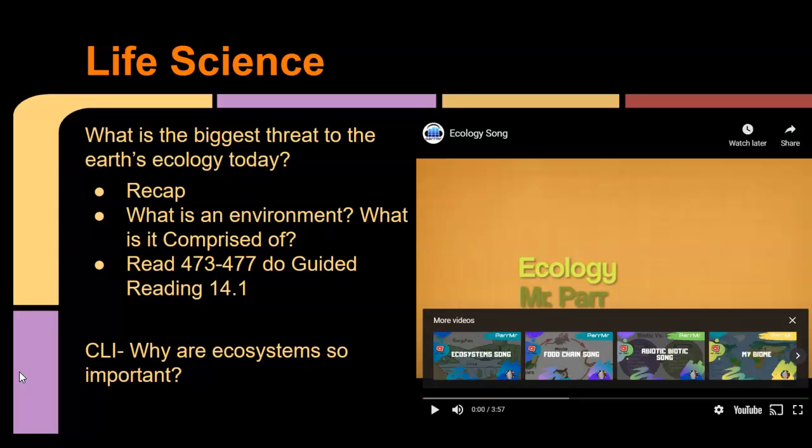If you watch the news, they always talk about global warming. Those are all major problems that we, the human race, have caused and are trying to repair. Well, some people are. So this section, the first section, what is an environment and what is it comprised of? There's reading, and then you'll do the guided reading, and then the second half of this will come with the review for 14.1.